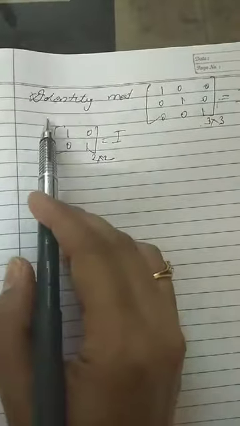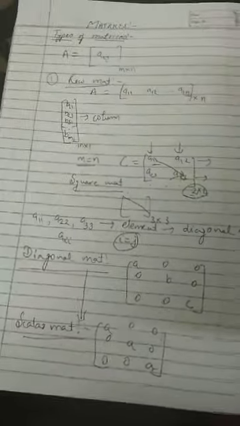If I take this identity matrix in the order 2 by 2, then it will be 1 0 0 1. This is also an identity matrix. Here the order is 2 by 2 and here the order is 3 by 3. So this is the identity matrix. It comes under the diagonal matrix only. Then we have the scalar matrix, right?